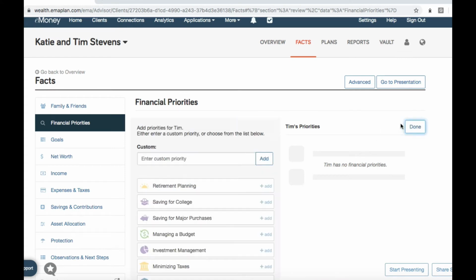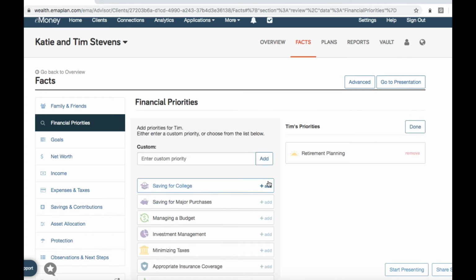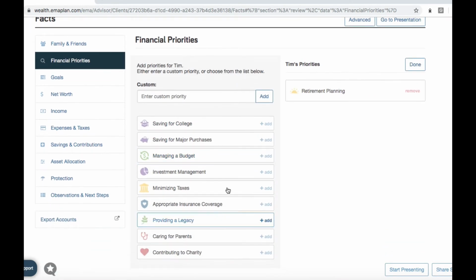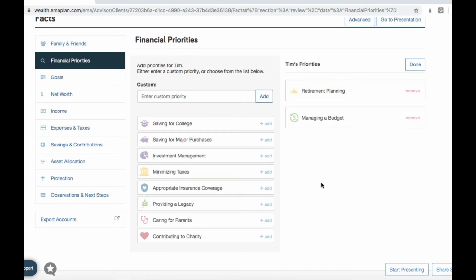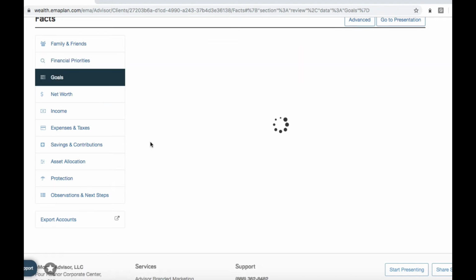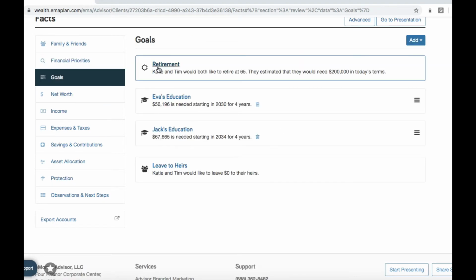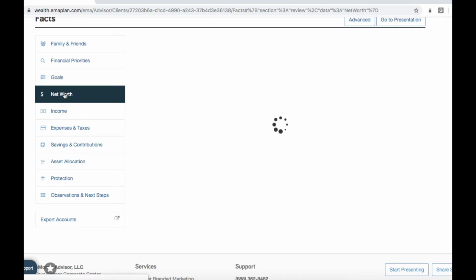You can say Tim's might be retirement planning and managing a budget. So these are just different financial priorities. What are your goals? What are your needs? And again, we're looking at some goals here. Retirement for both. They want to fund their kids' education, and they want to leave some money to their heirs. Now, they don't look like they're going to leave a lot of money to their heirs, but again, this is just a sample client. So then we go through net worth.